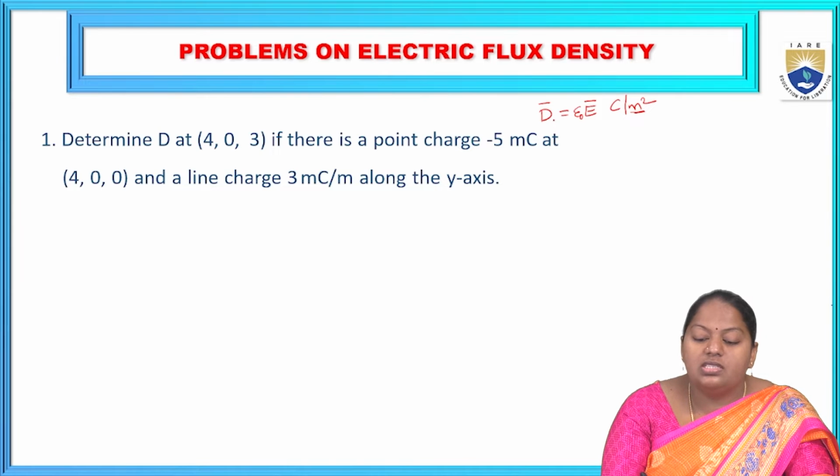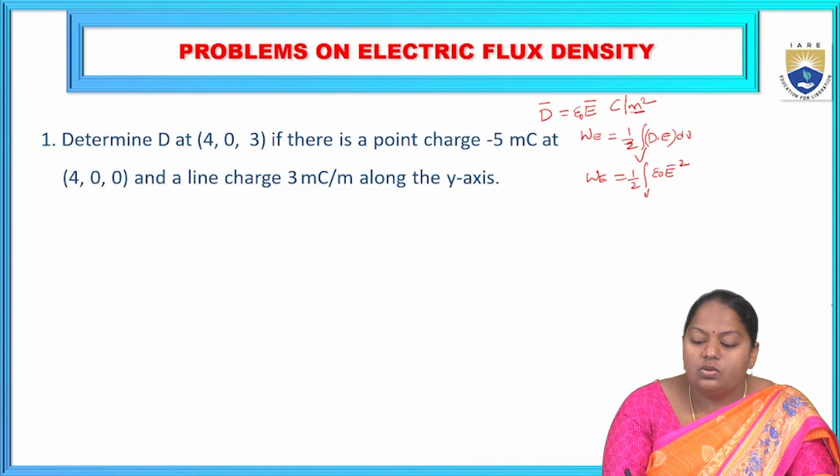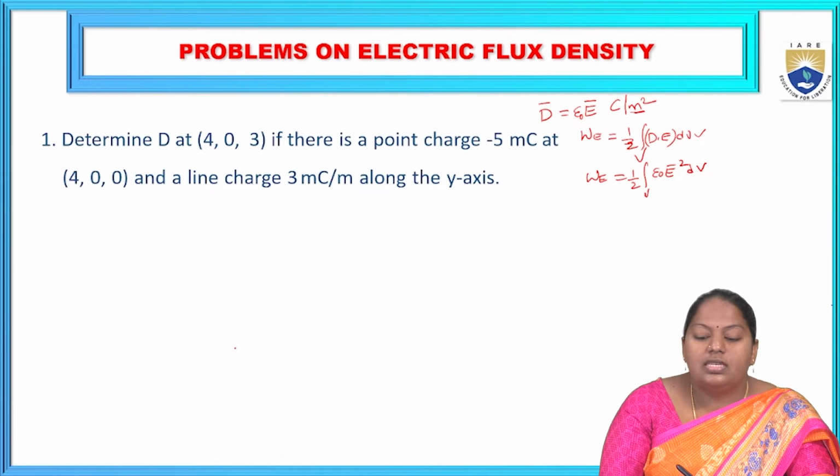The relation between flux density and energy density in electrostatic fields, WE, is given by 1 by 2 integral V D dot E dV, where D is the electric flux density and E is the electric field intensity. Or if you want to express D as epsilon into E, then WE equals 1 by 2 integral V epsilon naught E square dV. Either of the formulas we can use to solve the problems based upon energy density in electrostatic fields.